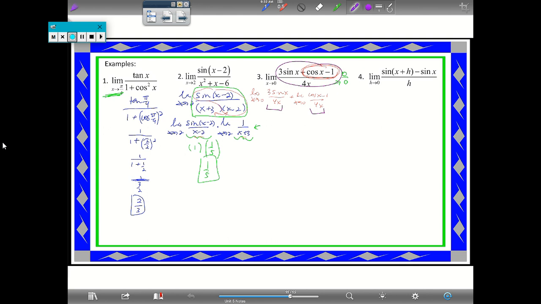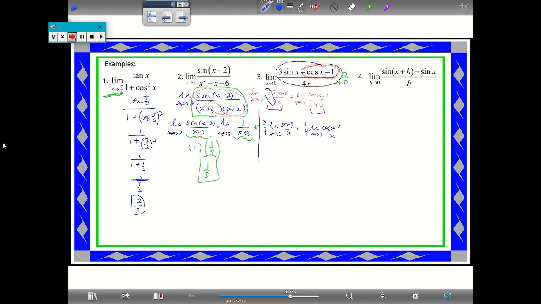So crazily enough, I've got kind of both special limits hiding there, right? I've got the 3 sine x over 4x, which we're not quite good with yet. I've got the cosine x minus 1 over 4x. I'm going to use that very first limit law to rewrite this one more time instead of trying to do crazy stuff. This number right here is a constant. I'm going to pull it outside the limit. So I've got 3/4 limit x goes to 0 of sine x over x plus 1/4 limit x goes to 0 of cosine x minus 1 over x.